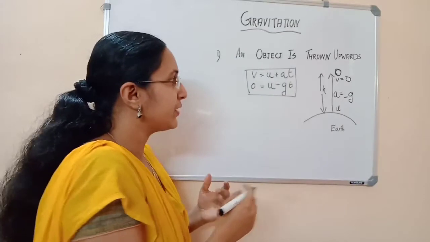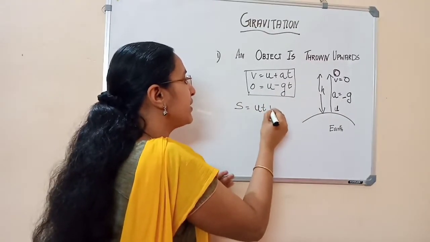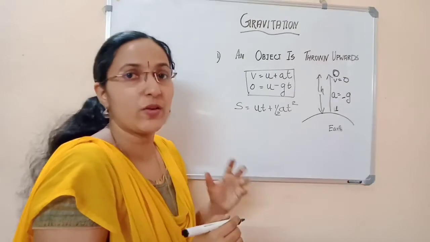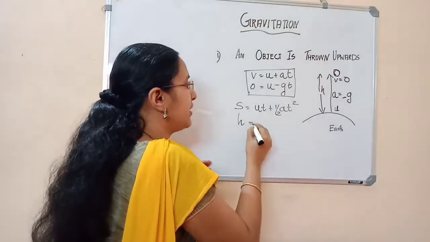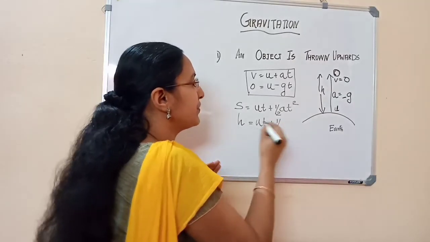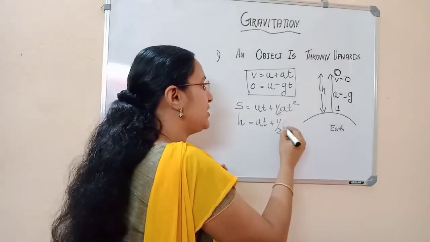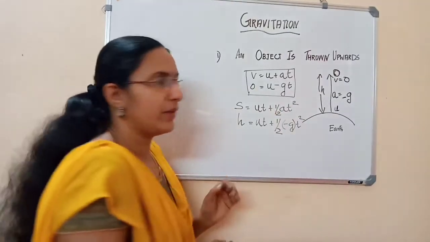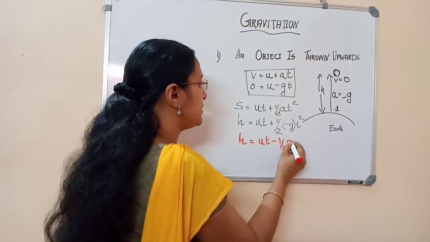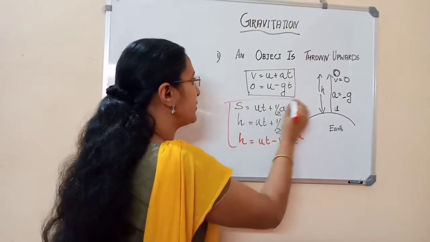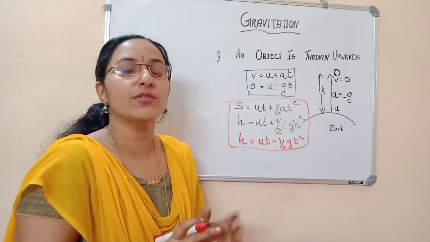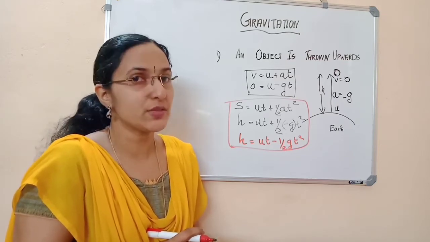Then what about the second equation? s is equal to ut plus half at square is the second equation of motion. Instead of s, we can write h. h is equal to ut plus half, instead of a, we write minus g, t square. Next, h is equal to ut minus half gt square. Thus, we got the second equation. If the object is going upwards, its acceleration becomes negative, the final velocity becomes 0, the initial velocity is there, and s becomes h.